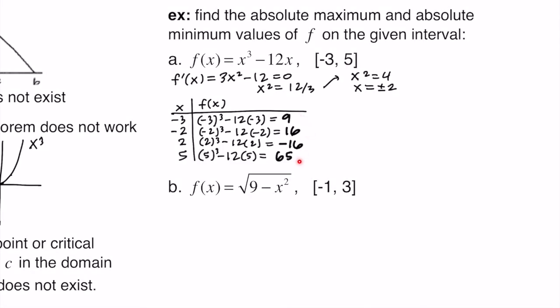So of these values, our largest value is 65. That's going to be our absolute max. And our smallest value is -16, so that's going to be our absolute minimum. So there's our final answers.